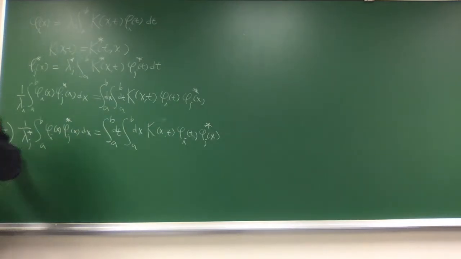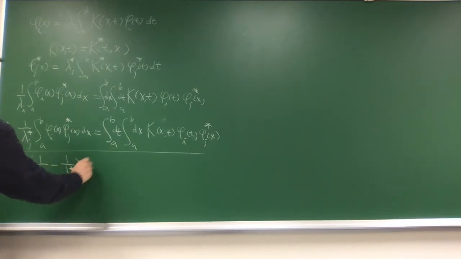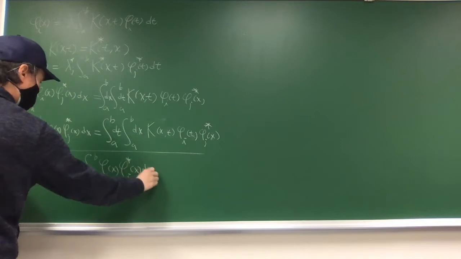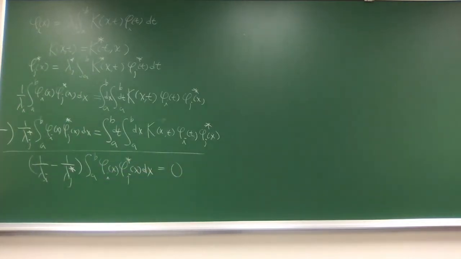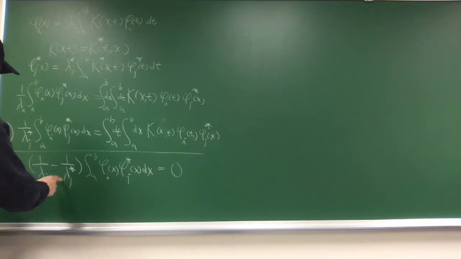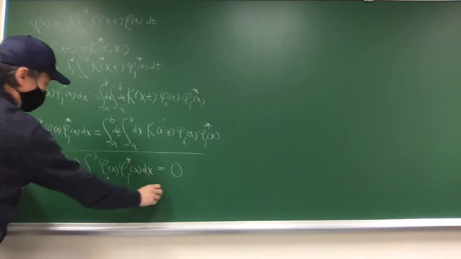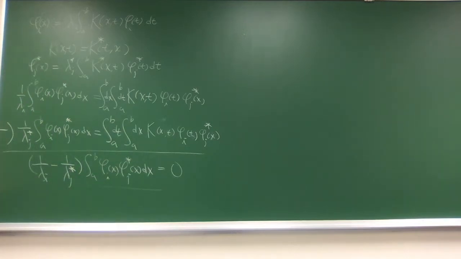So then we can subtract the two. What I have is 1 over lambda i minus 1 over lambda j complex conjugate, integrated over this range. Now what it means is that if lambda i is not equal to lambda j complex conjugate, if this is not the same, then this must be zero. So they are orthogonal. So phi i and phi j, the eigenfunctions, must be orthogonal to each other.